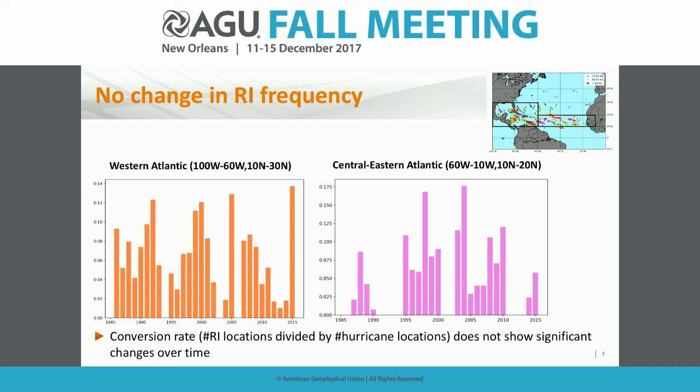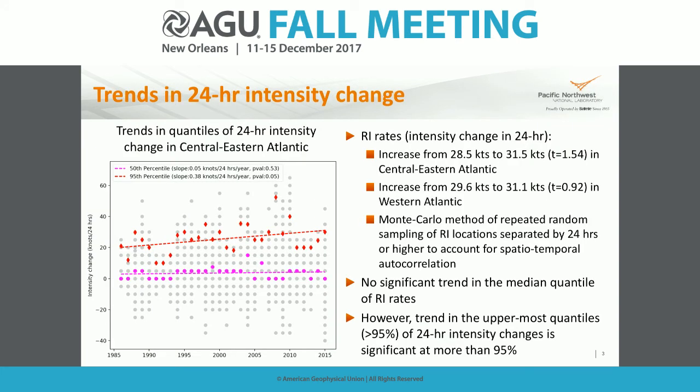So what I plotted over here are essentially the conversion rates in the two ocean basins by year. If we look at that, essentially doing a statistical test, we do not see any trend in terms of frequency of rapid intensification over the past, whether you are looking at just rapid intensification frequency or the conversion rate of rapid intensification. Then the next thing we look at is whether there has been change in the magnitude of rapid intensification, meaning within 24 hours, what's the intensity change in the hurricane that happened during that time period.